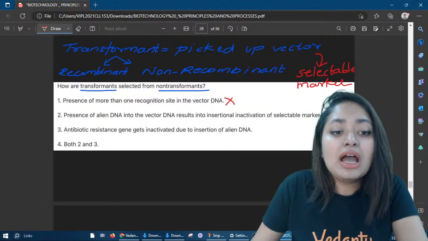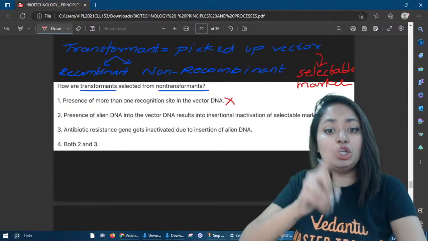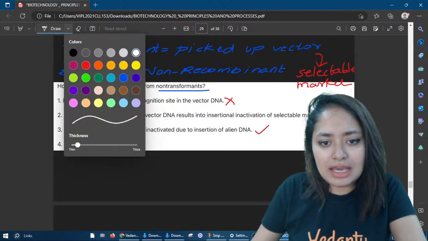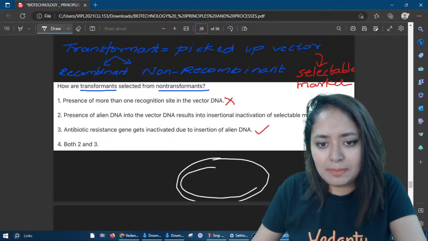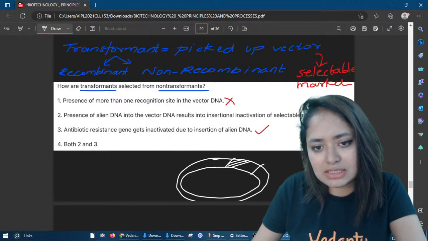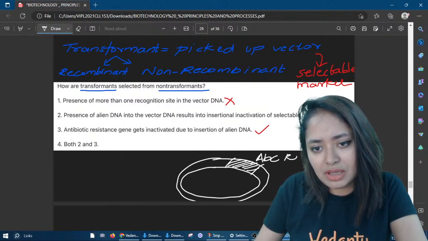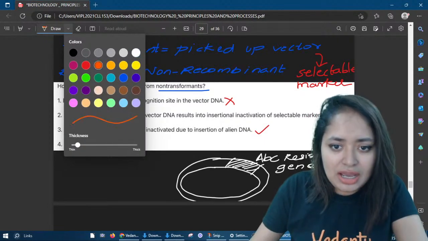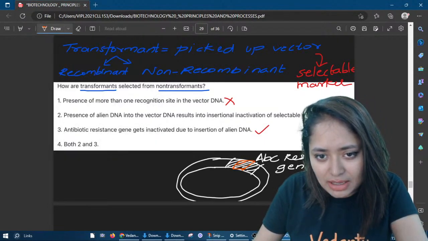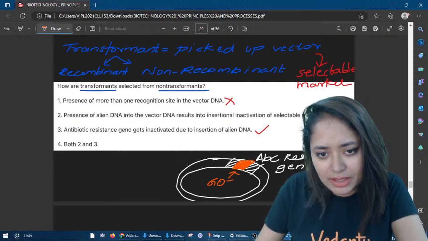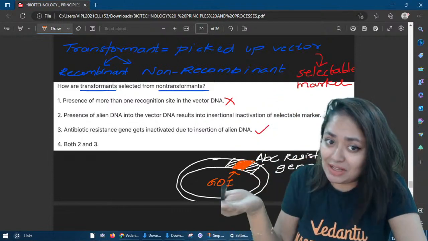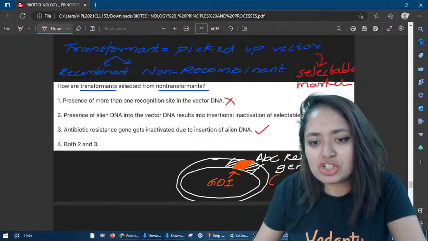Possible. Very, very possible. Antibiotic resistance gene gets inactivated due to insertion of alien DNA? Possible. So if you people do not remember this, very quickly I'm telling you, agar ye aapka plasmid hai bachcho, in the plasmid, this is the antibiotic ABC resistance gene. So what is happening is, when we did the process of ligation, we have seen the antibiotic resistance gene will break and it will incorporate the DNA of interest between it. Correct? So this is our gene of interest. And the antibiotic resistance gene has broken because of that. So the antibiotic resistance gene is not alive anymore. Insertional inactivation has happened.